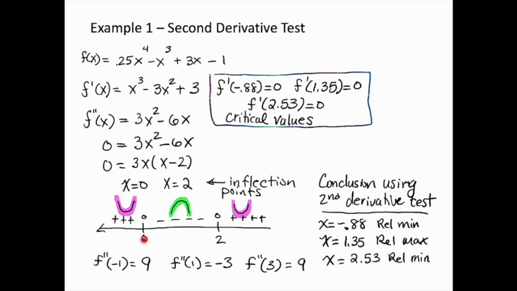Now, if I pick a value between 0 and 2, for this interval, I picked 1 here. When I plugged 1 into the second derivative, I got that the answer is negative 3, and that means that on this interval here, it's going to be concave down.